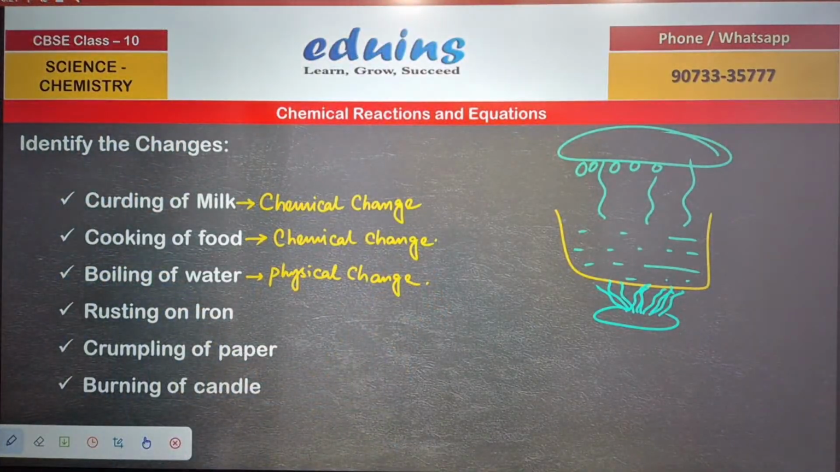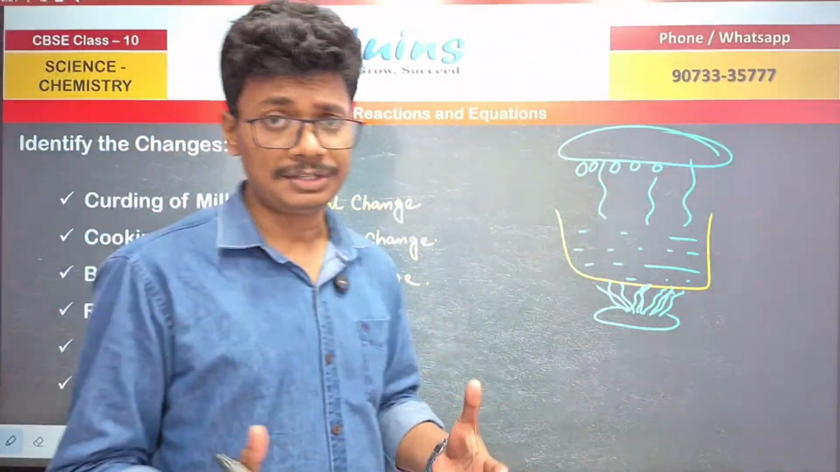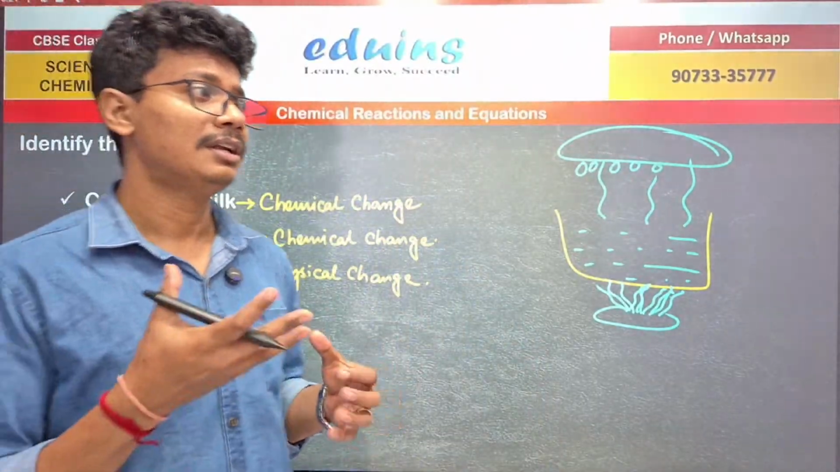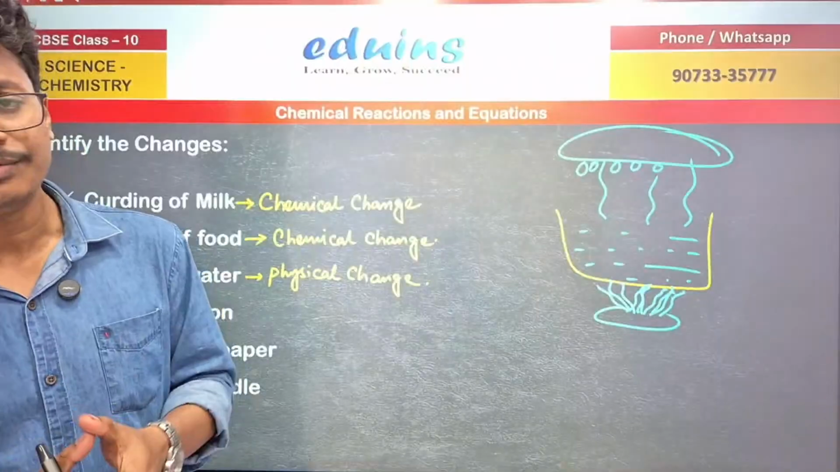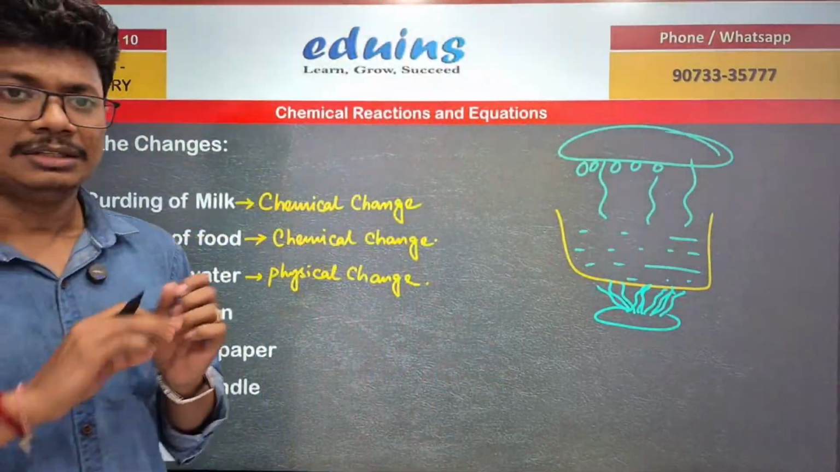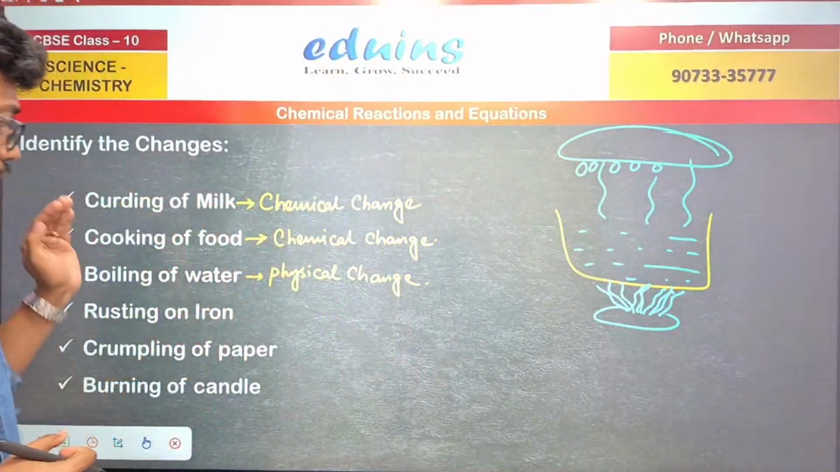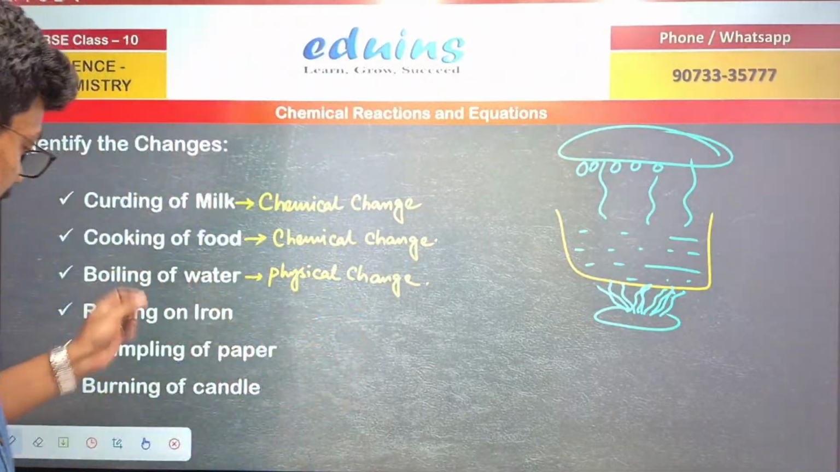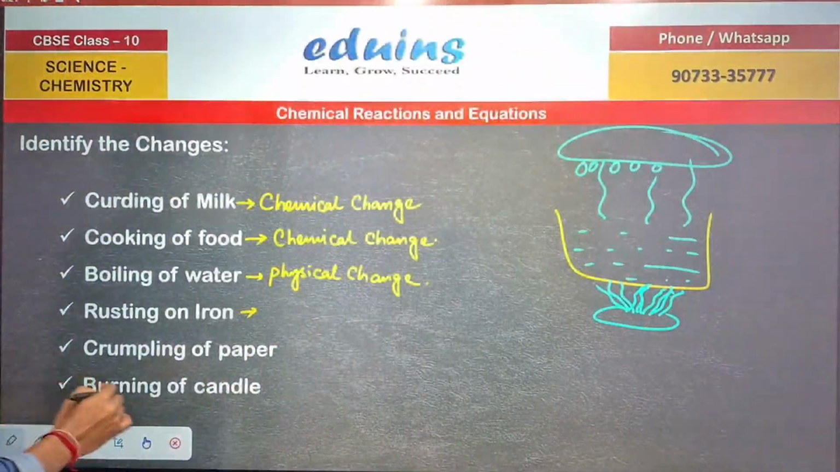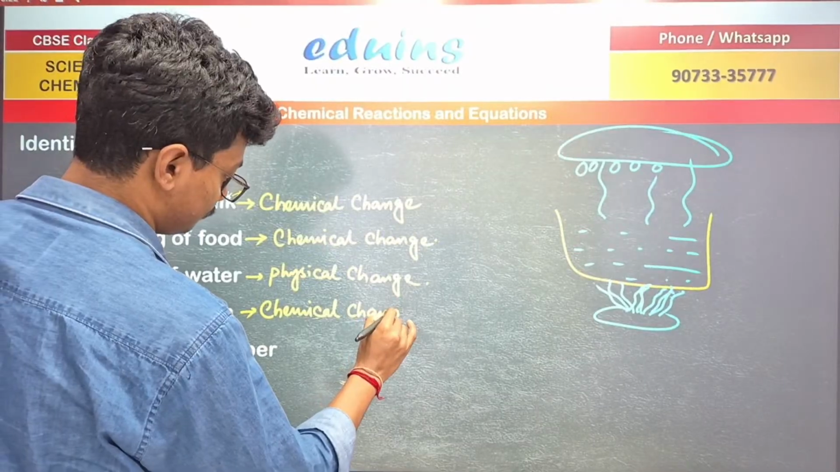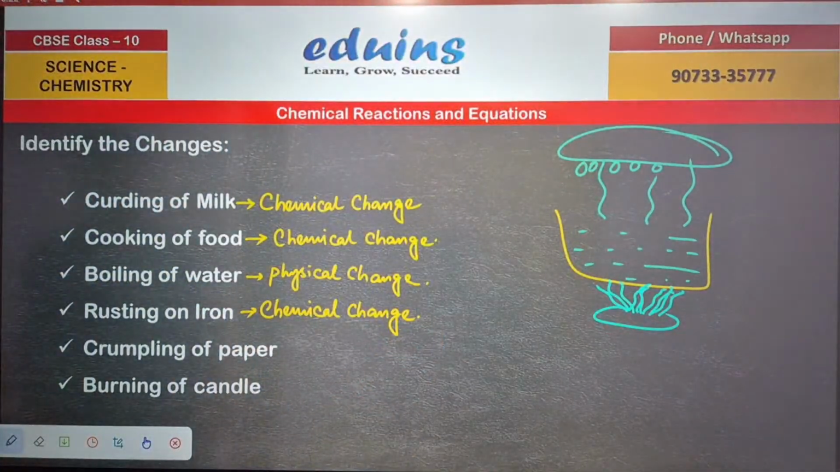Now the question is rusting of iron. We know that iron materials like keys and rods become rusty after being exposed to humid conditions. It will be covered with a brown colored layer which is known as rust. From the rust, can we get the iron? No. So this is also a chemical change.